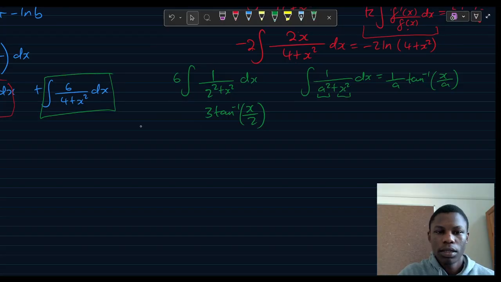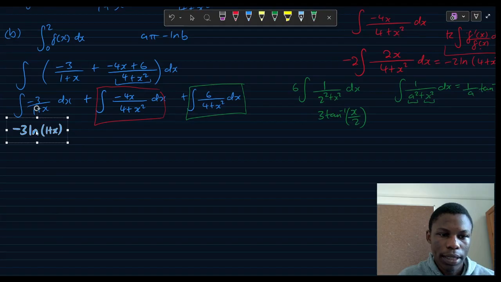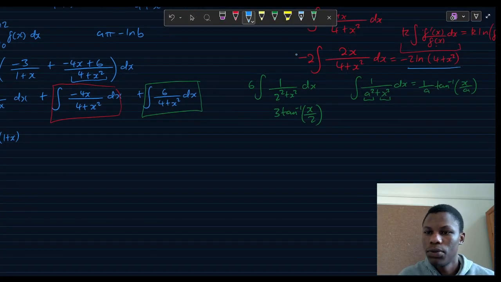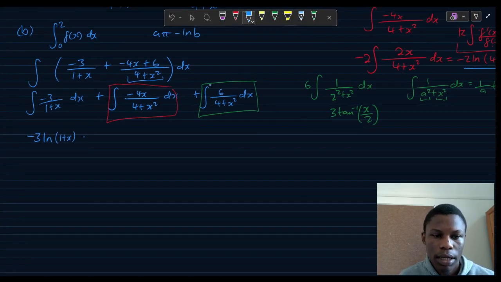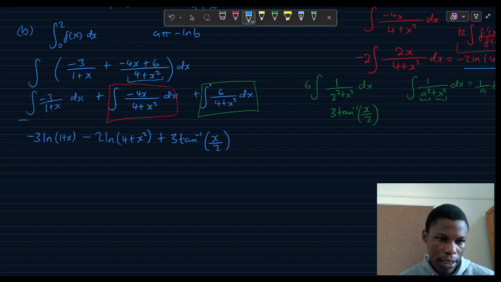So now, putting everything together, we've got the negative 3 ln 1 plus x, and then we've got the red result, negative 2 ln 4 plus x squared, and then we've got the green result plus 3 arctan of x over 2. Now we can bring back our limits. This is from 0 to 2.